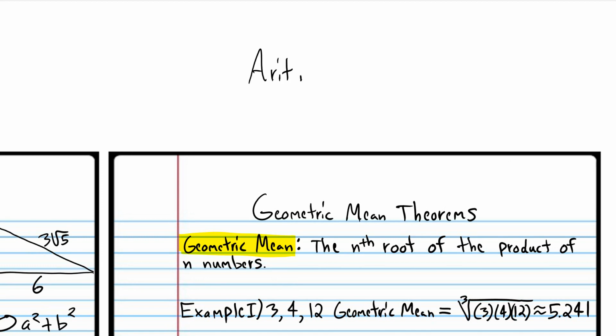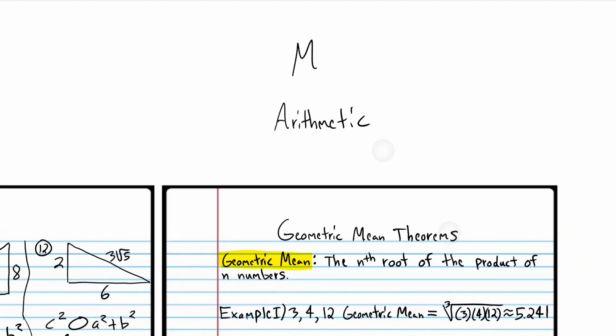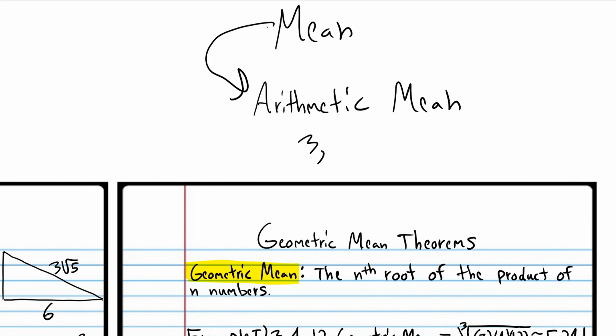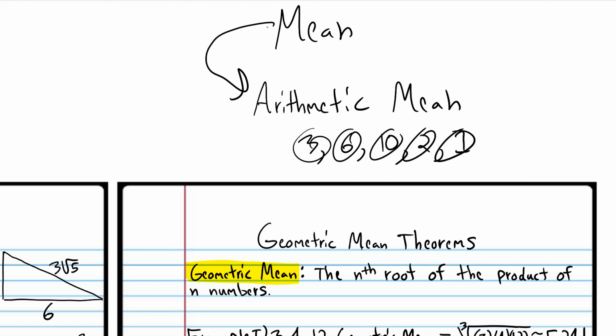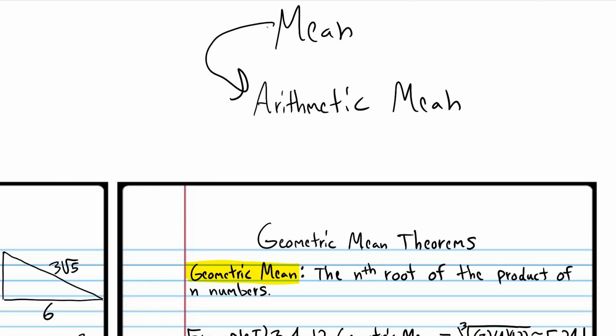Arithmetic mean, first of all, if you hear the word mean, that's almost always referring to arithmetic mean. Arithmetic mean means if you have a list of numbers, the arithmetic mean is when you add all the numbers together and divide by how many numbers there are. So add these numbers together and then divide by 1, 2, 3, 4, 5. That's the arithmetic mean. We learned that in my arithmetic course.